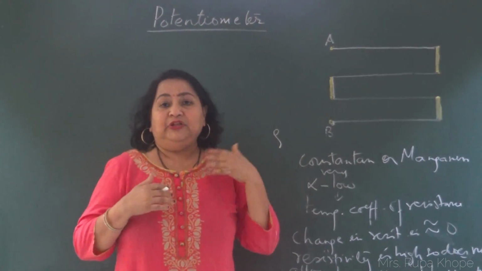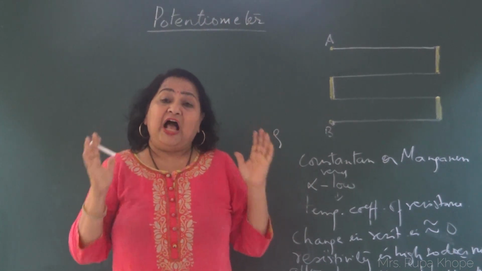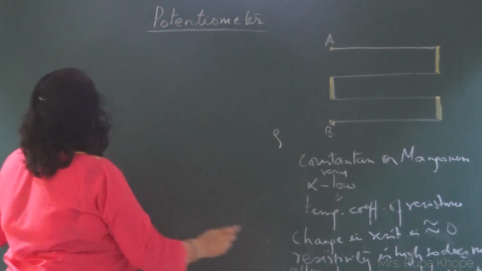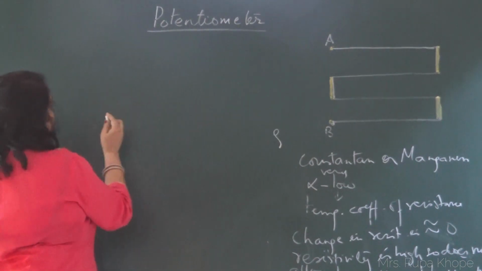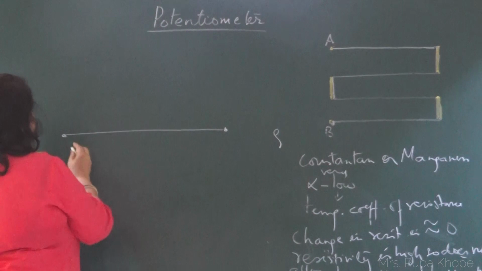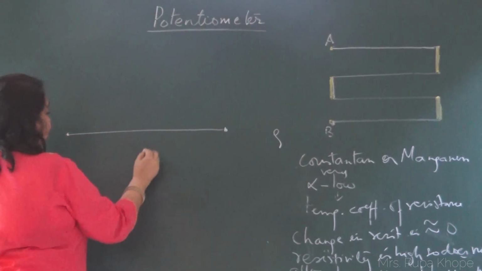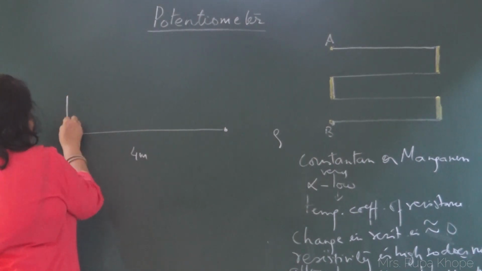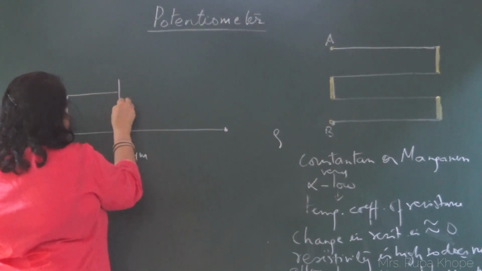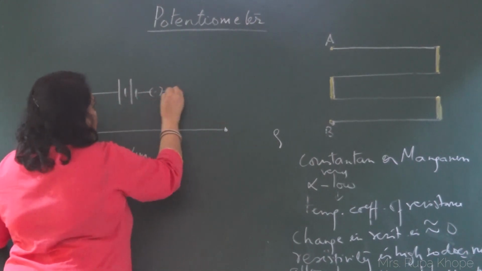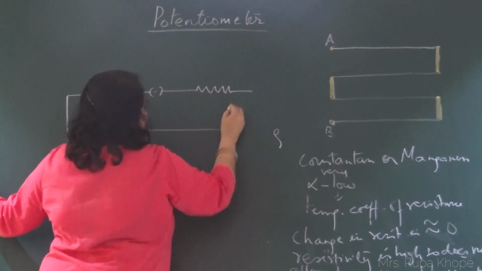Now we'll start with the next part, that is how it is used. This wire is a 4 meter length wire. So I draw a 4 meter length wire. Here, this is the 4 meter wire, and it is connected to a standard cell or an eliminator. Here is the key and here is the rheostat.